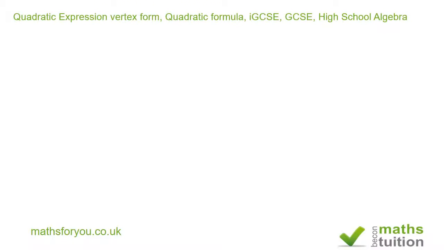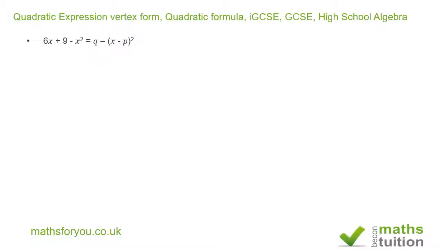Hello and welcome to quadratic expression in the vertex form, in which we take in the quadratic formula as well. Again, it's a high tier iGCSE GCSE type question, and it says 6x plus 9 minus x squared is equal to q minus into x minus p all squared.